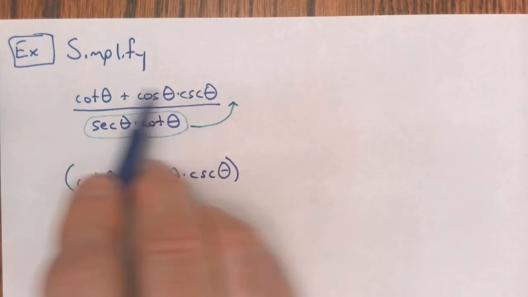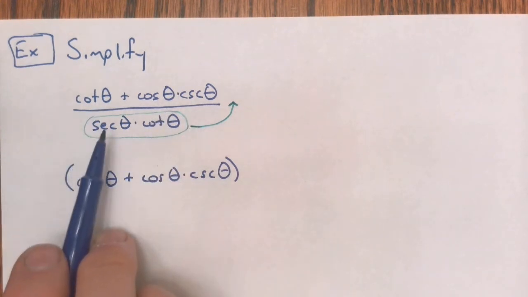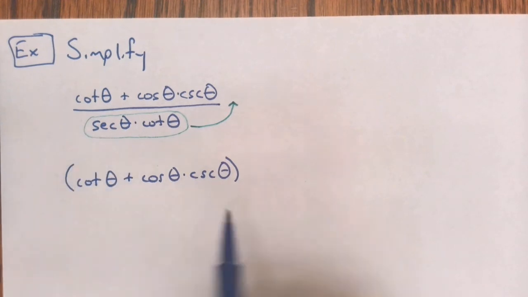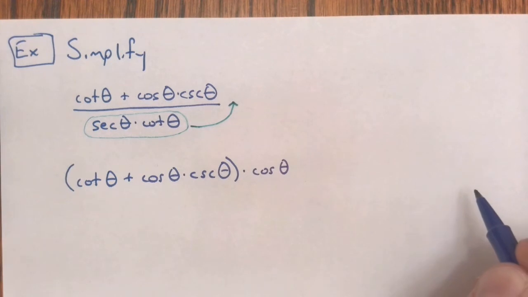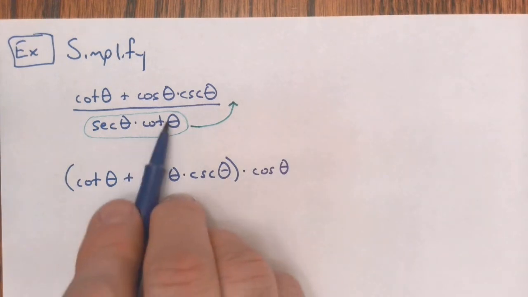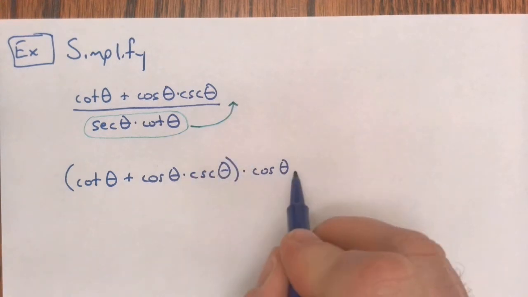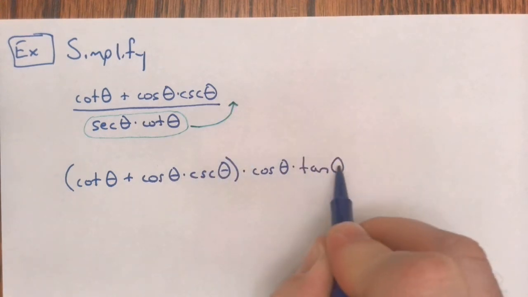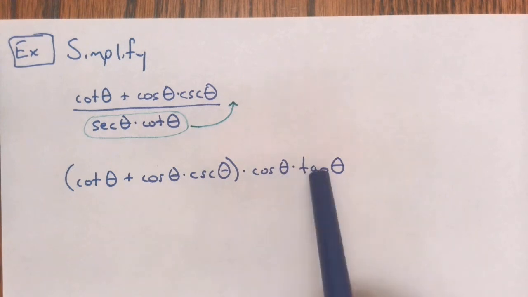So, changing this from a division problem into a multiplication problem, dividing by the secant would be the same thing as multiplying by its reciprocal, which is cosine. And dividing by cotangent would be the same thing as multiplying by its reciprocal, which is the tangent.